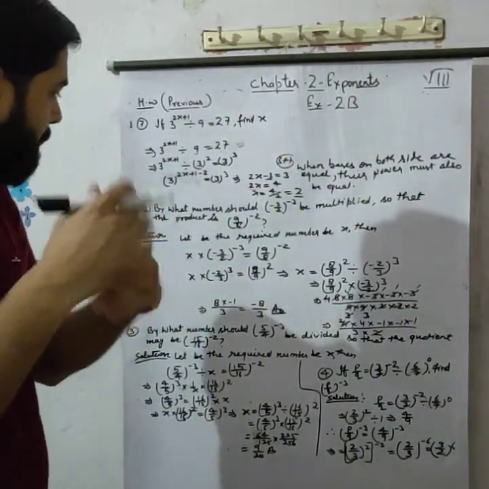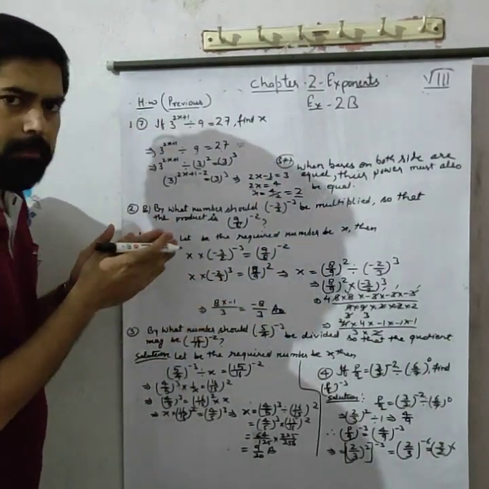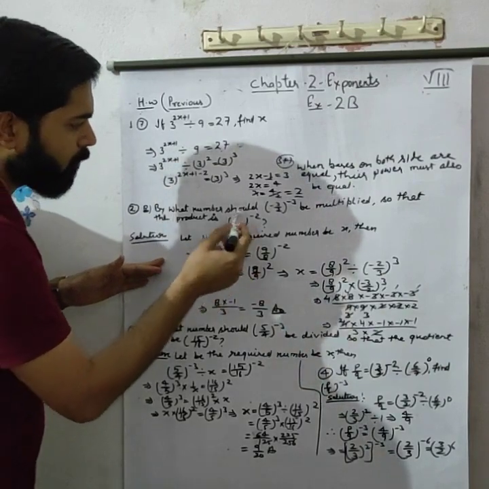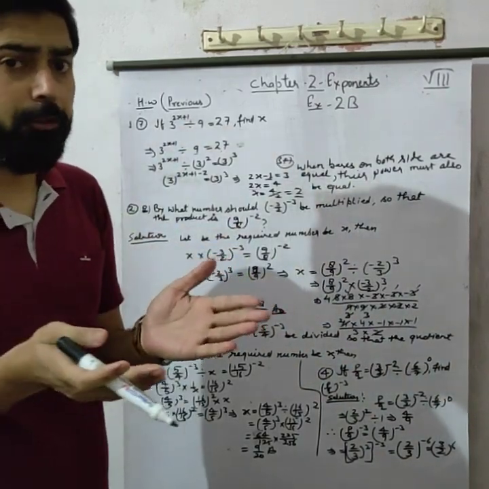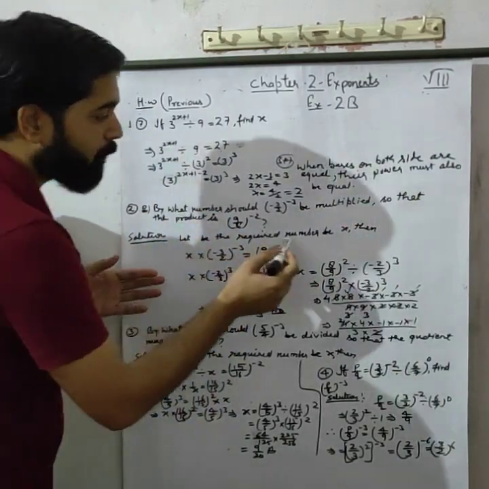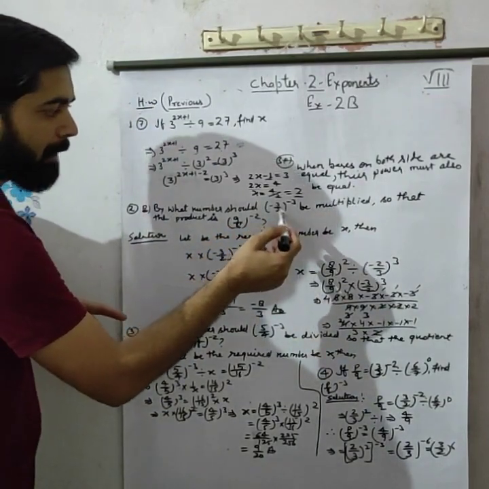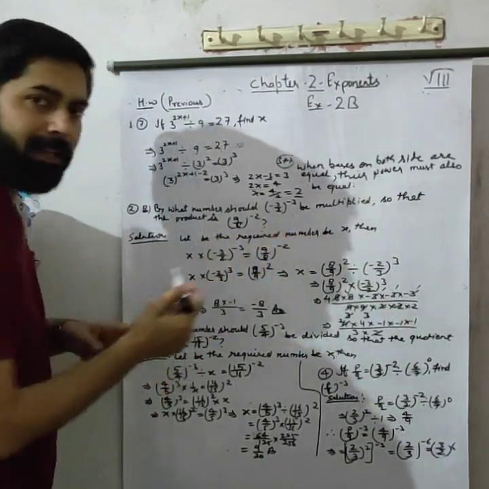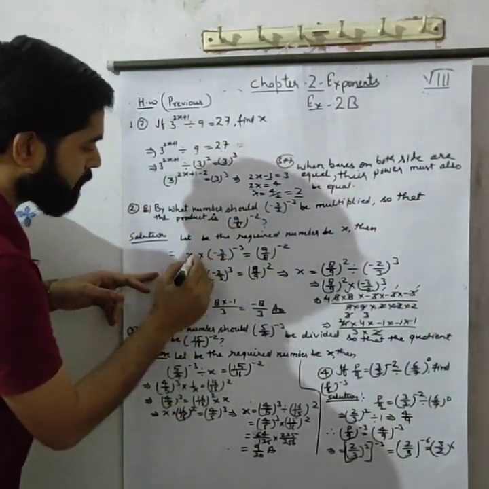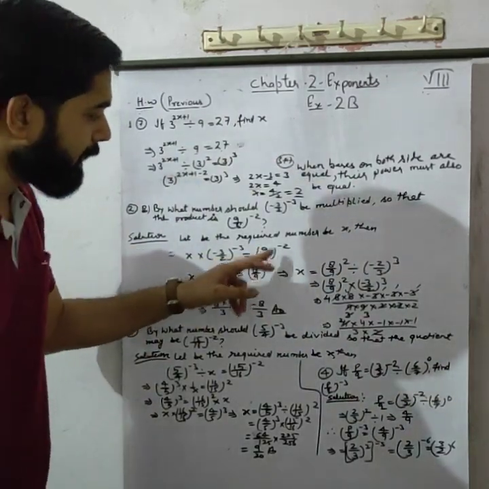I have also explained this type of question in the previous video. So listen, this question was homework, so I have explained it here again. If you don't know which number, we can suppose that the required number is x. Then the question is saying multiply by which number? 3 upon 2 raised to power minus 3. So we multiply x by this number. So x multiplied by (minus 3 upon 2) raised to power minus 3 is equal to 9 upon 8 raised to power minus 2.